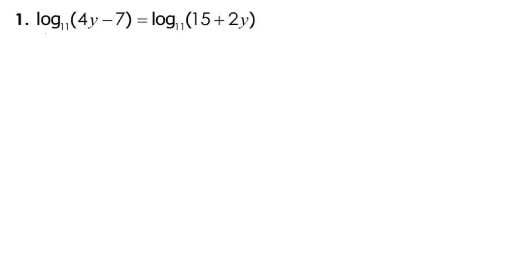For the first part, notice you have log 11 on both sides. So you can really think of these, the only way it can be equal is for these two parts to be equal. So we're going to say 4y minus 7 equals 15 plus 2y. And so here, solving this, we're going to have 2y equals 22, so y is 11.